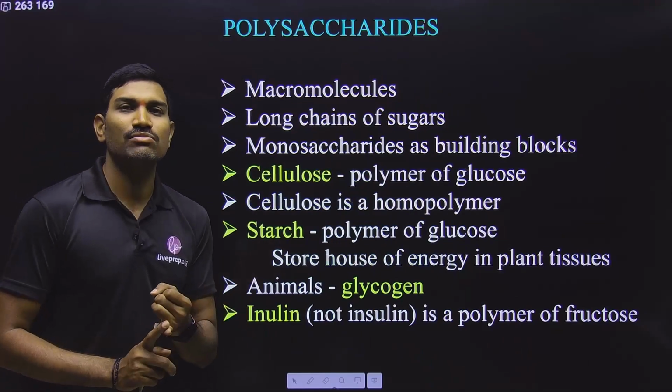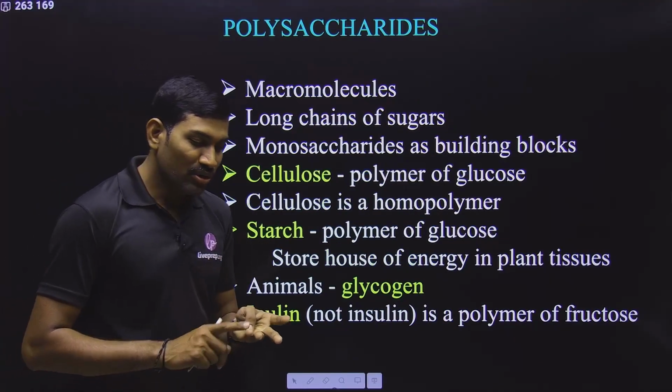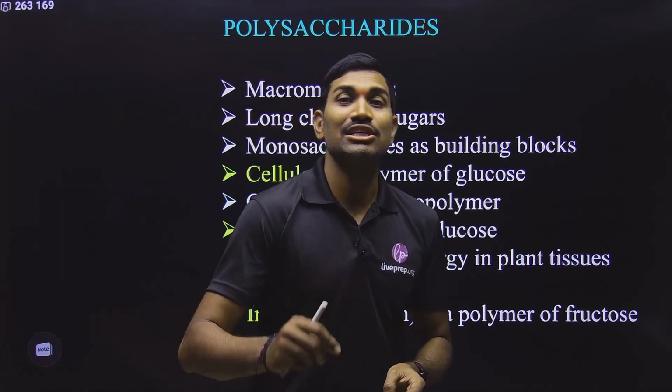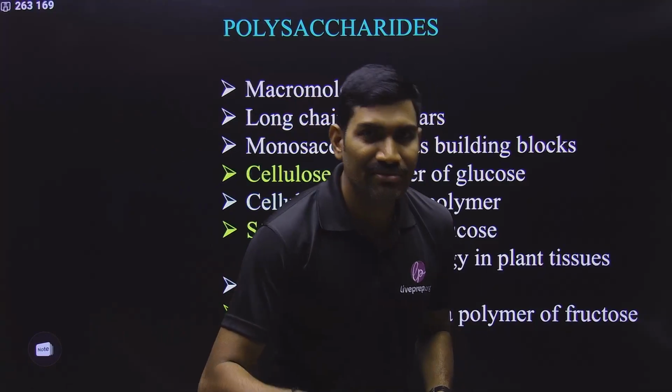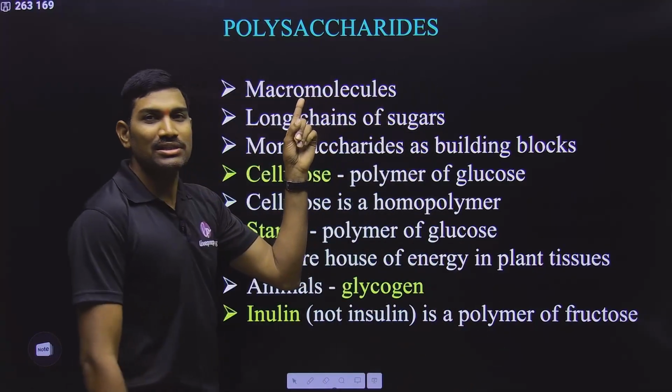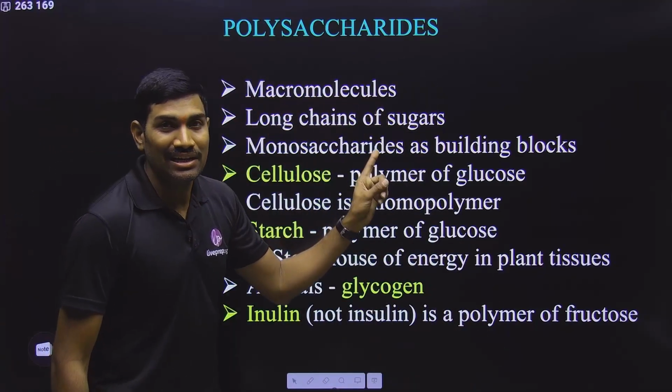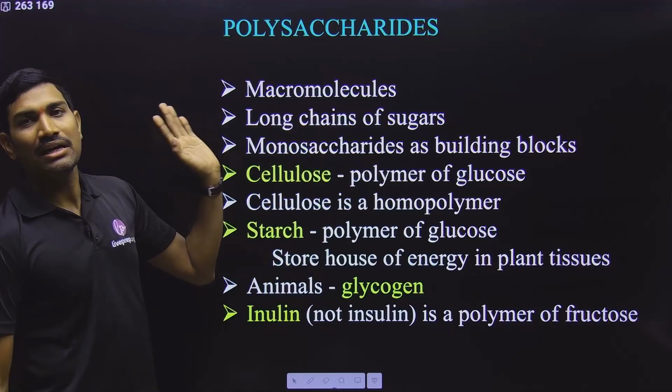Where will you find these monosaccharides and disaccharides? Mono and disaccharides, they will come under acid soluble pool. In the filtrate fraction, we will get them. But these polysaccharides, we will find them in retentate. In the retentate fraction, we will observe this.